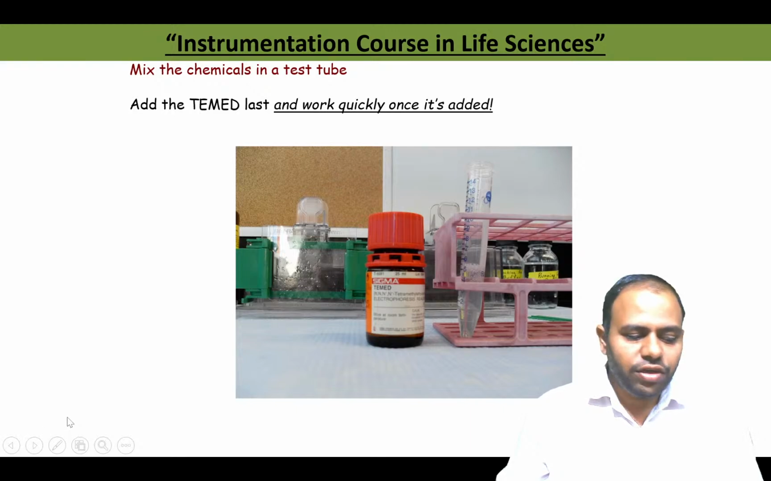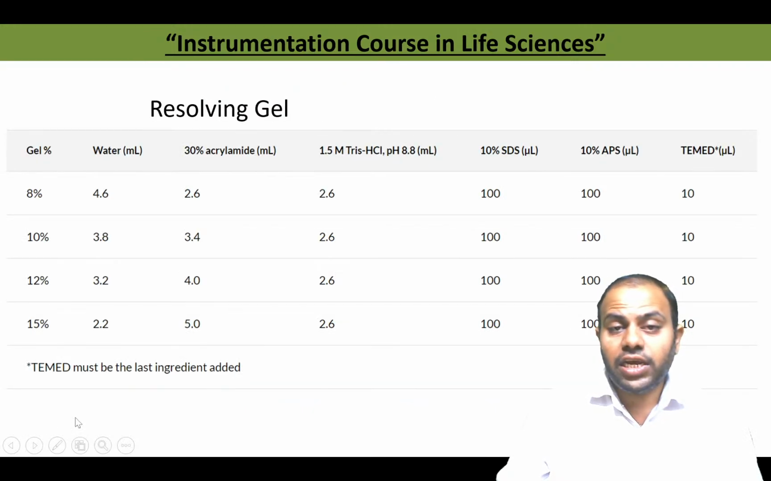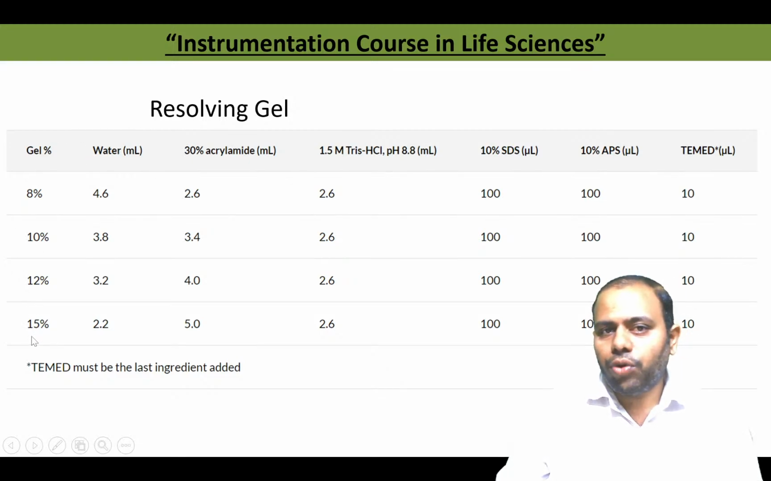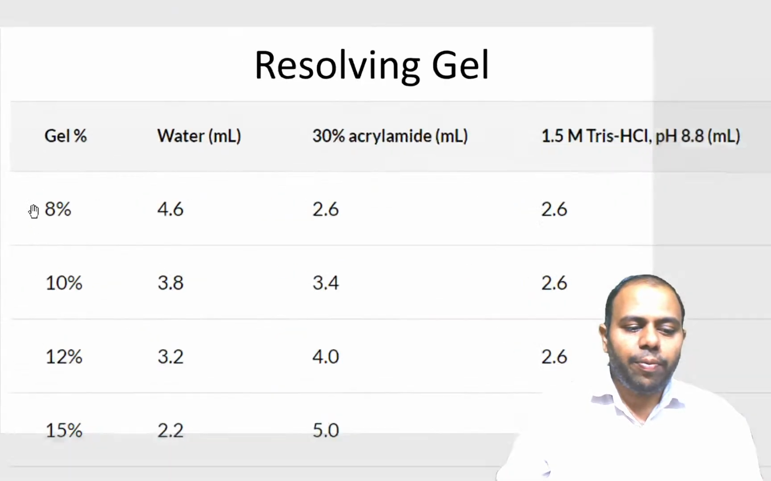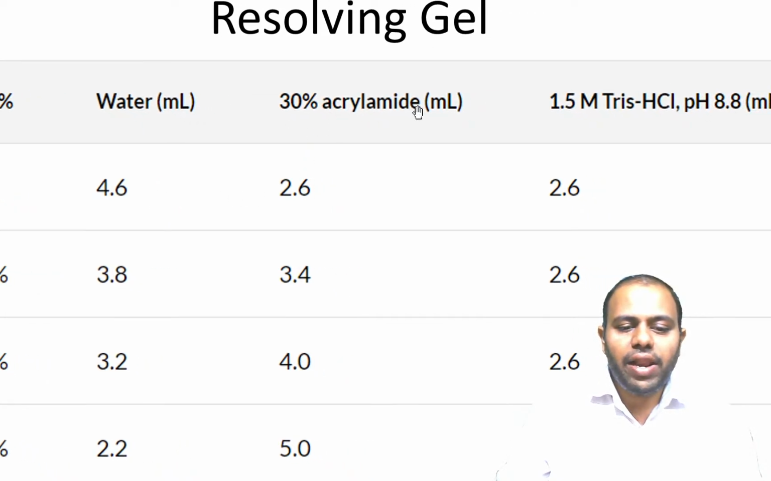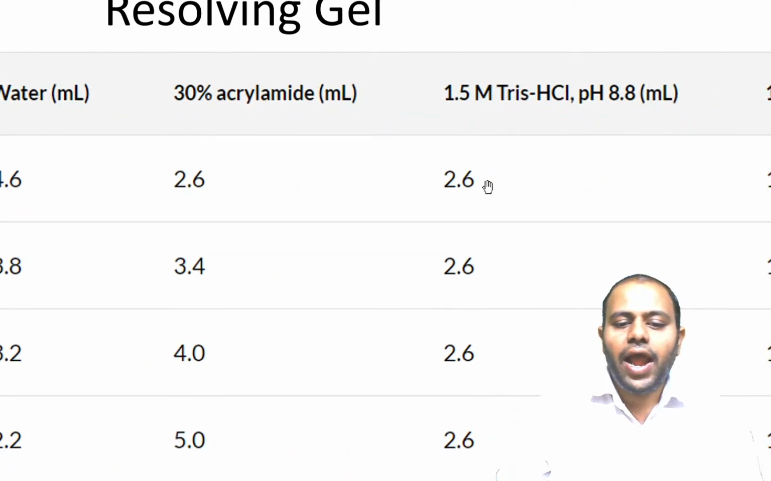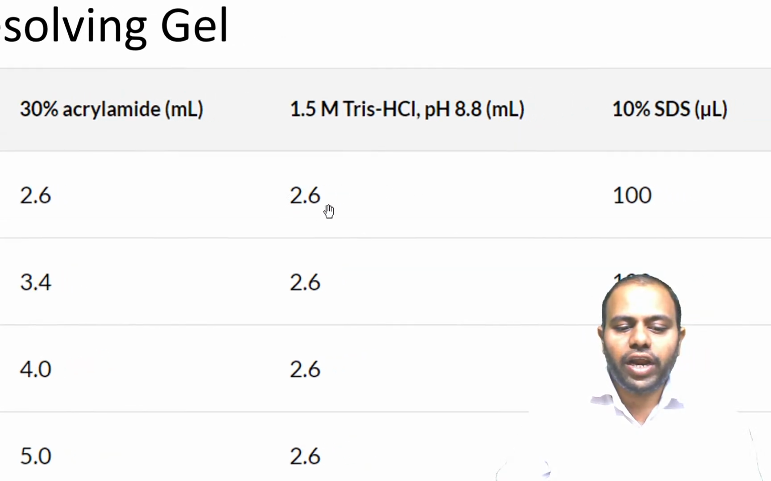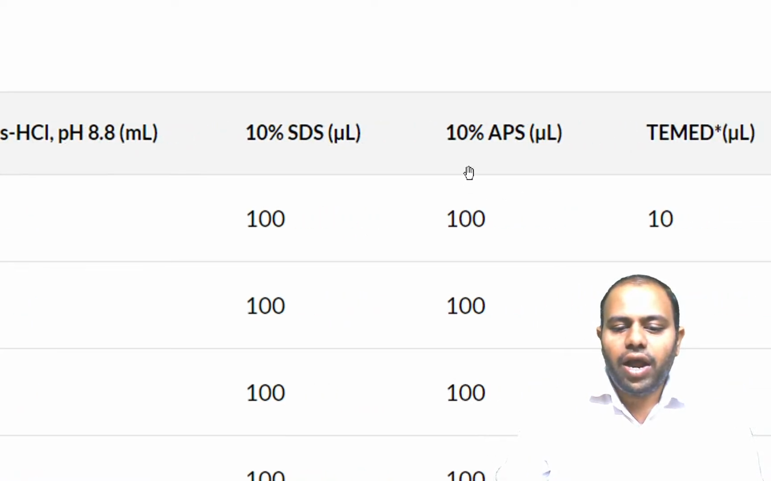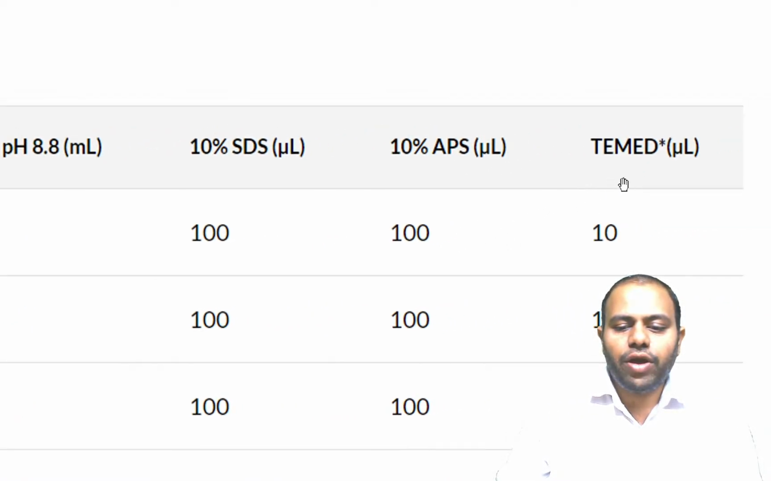So you can see here, first of all, we have prepared the gel mixture in a test tube or a beaker. Okay, then you pour that gel between the plates. Okay, the resolving gel concentration may be of different types, depending on the protein size. So you can see if you are preparing the 8% gel, then you have to take 4.6 ml water and 2.7 ml acrylamide solution. Then Tris-HCl pH 8.8 you have to take 2.5 ml, and then 10% SDS 100 microliter and 10% APS 100 microliter, and TEMED you have to take 10 microliter.